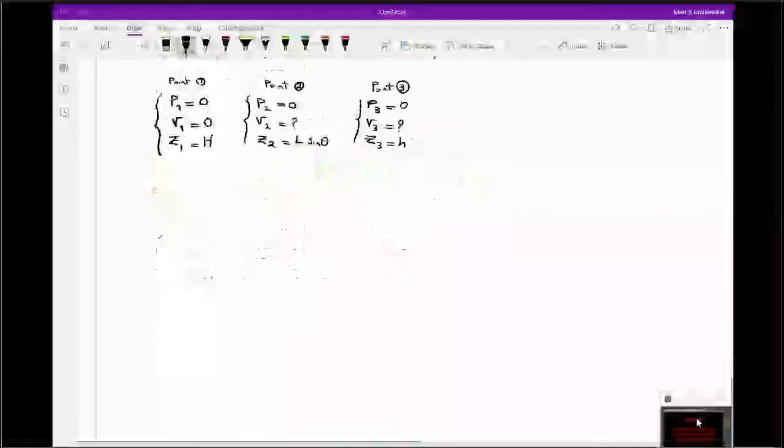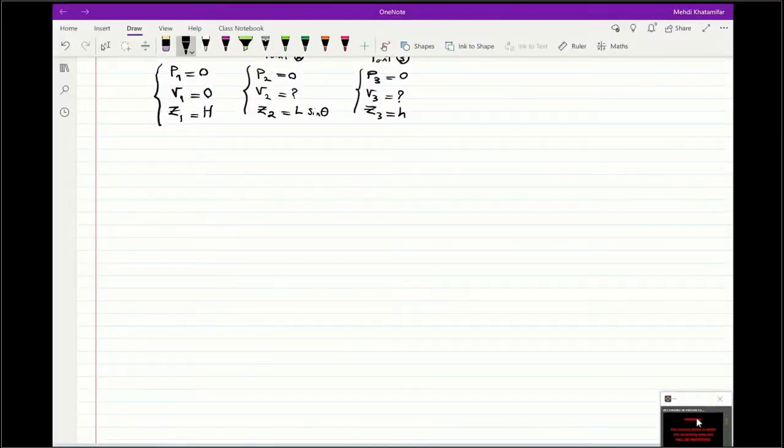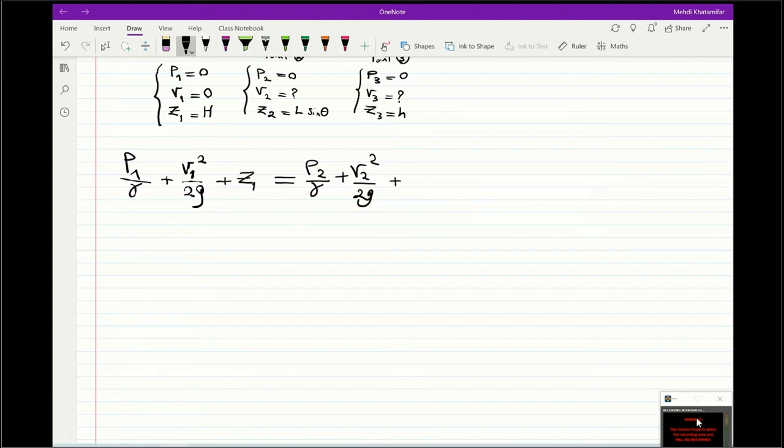Okay, so P1 divided by gamma plus V1 squared divided by 2G plus Z1 must be equal to P2 divided by gamma plus V2 squared divided by 2G plus Z2.